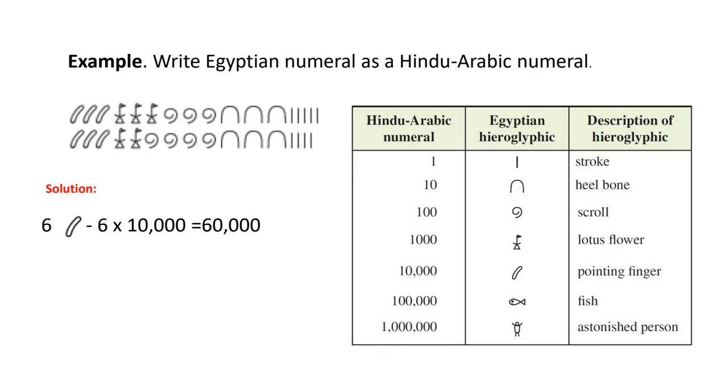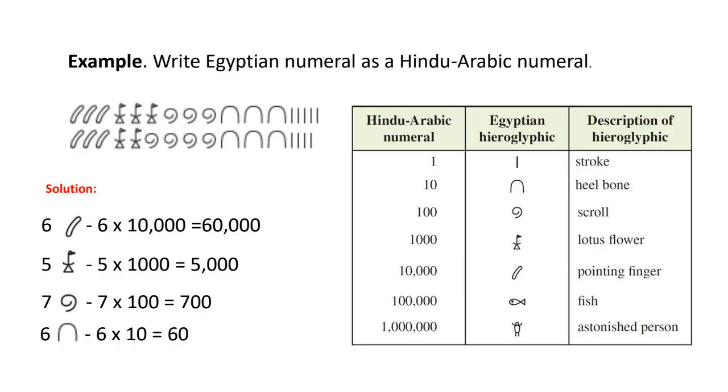I started by noticing that the pointing finger is 10,000, and I have 6 of those. 1, 2, 3, 4, 5, 6. So I multiply 6 times 10,000, which is 60,000. Then I look at the lotus flower, and I have 5 of those. That's going to be equivalent to 5,000. Then I count, there's 7 scrolls, each one 100. So those 7 are going to contribute 700. I have the heel bone, 6 of those. Each one has a value of 10, so that's 60.